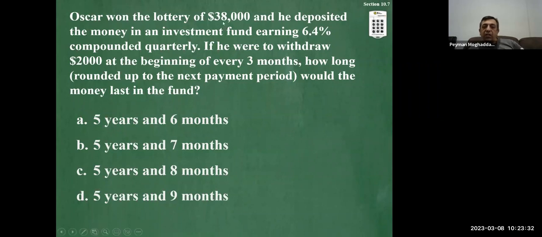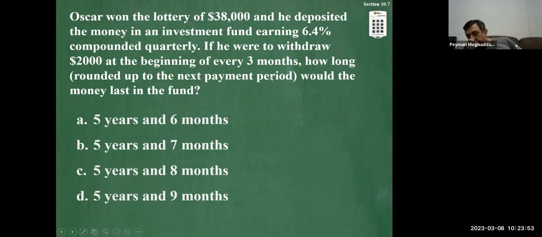Oscar won the lottery of $38,000, and he deposited the money in an investment fund earning 6.4% compounded quarterly. If he were to withdraw the $2,000 at the beginning of every 3 months, how long, rounded to the next payment period, would the money last in the fund?